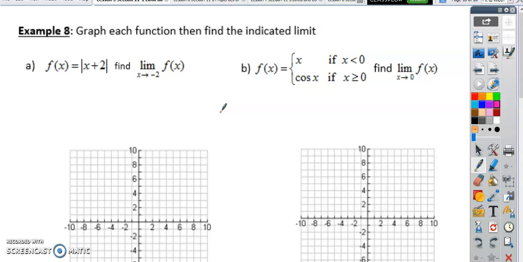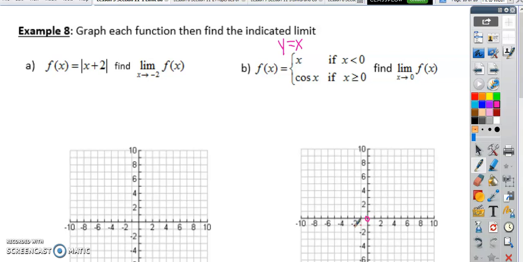We can also graph functions to find a limit. We're going to jump to letter B because I'm going to run out of time on my recording here. So we have a piecewise function. It says f of x is x if x is less than 0, and f of x is cosine of x if x is greater than or equal to 0. All right, so this is y equals x, is what that means. So y equals x is a little boop. I'm going to need an open circle here because it's only true for x less than 0.